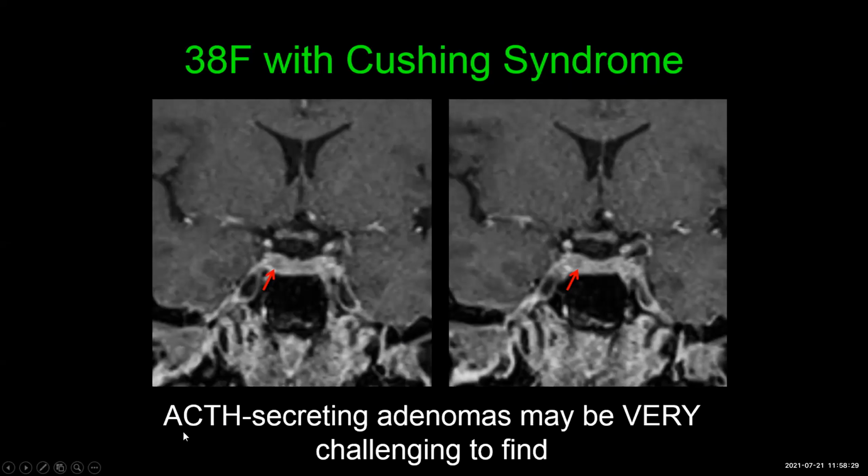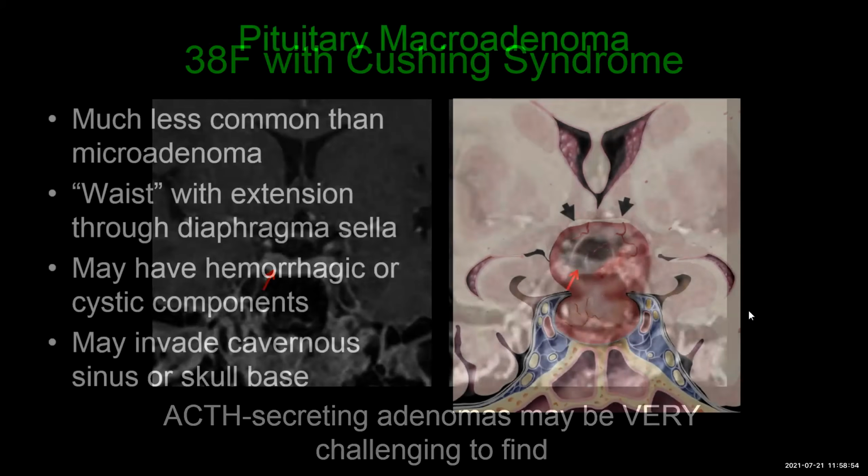So these ACTH secreting pituitary adenomas are notoriously difficult to see. They may be very, very small, and they often have signal characteristics that make them very difficult to distinguish from normal pituitary tissue. So that is one of the great challenges that we have in imaging for microadenomas.